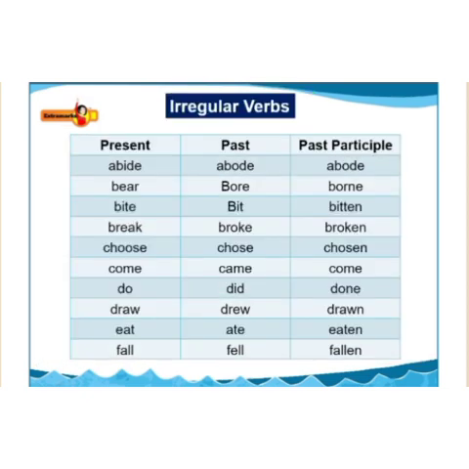Given to you here is a list of some of the commonly used irregular verbs. Irregular verbs. Present, past, past participle. Abide, abode, abode. Bear, bore, born. Bite, bit, bitten. Break, broke, broken. Choose, chose, chosen. Come, came, come. Do, did, done. Draw, drew, drawn. Eat, ate, eaten. Fall, fell, fallen.